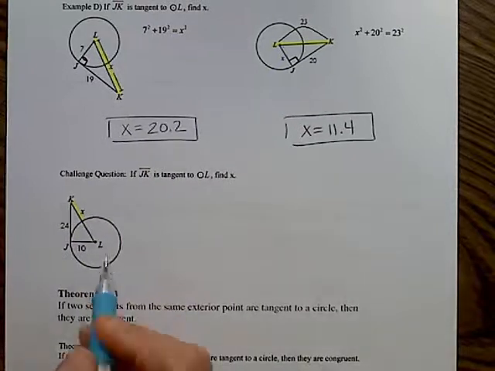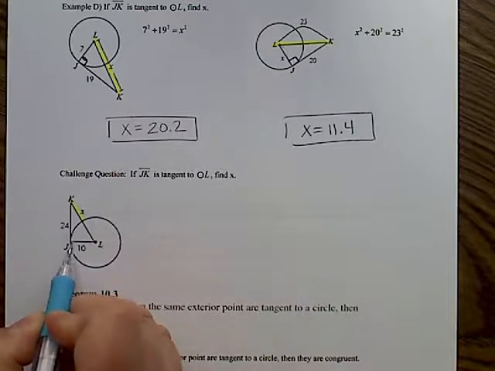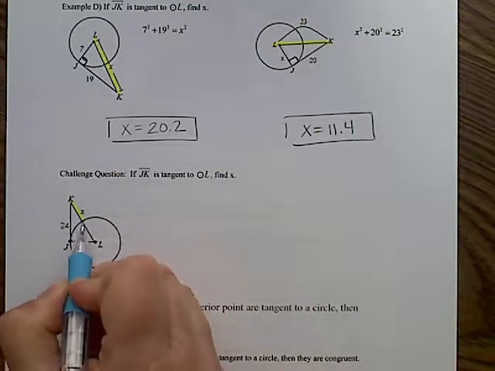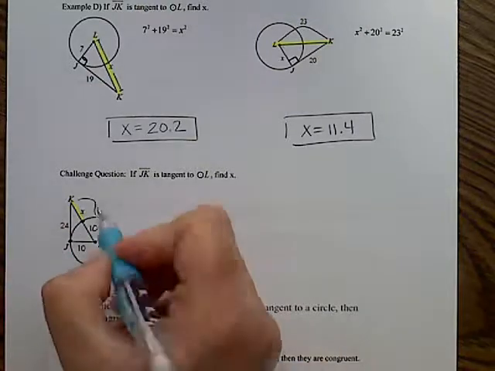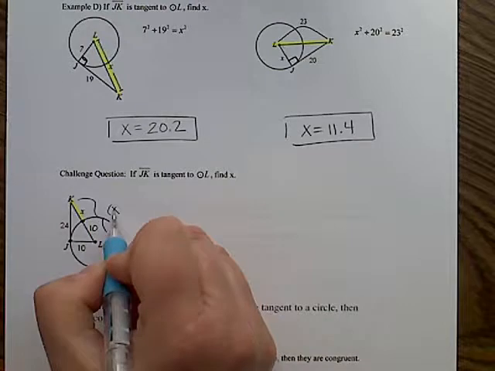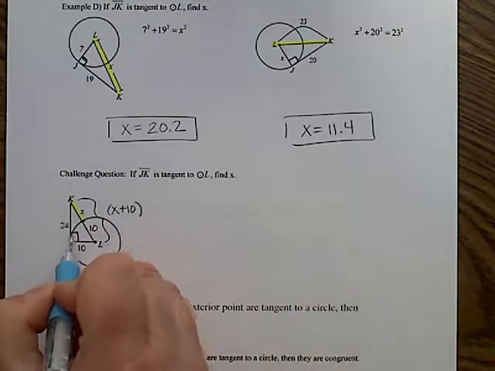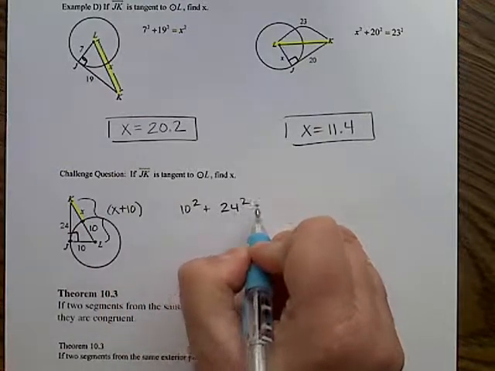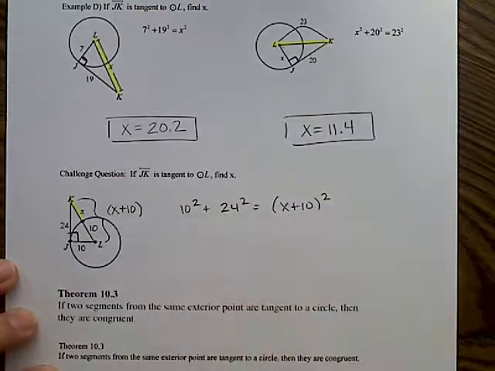So we have to remember that all radii are equal in a circle. So if the distance from L to this point J is 10, then that means the distance from L to this point on the circle is also 10, which means that this segment is represented by the expression x plus 10. So now when we go to perform the Pythagorean theorem, we have 10 squared plus 24 squared equals the quantity x plus 10 squared.